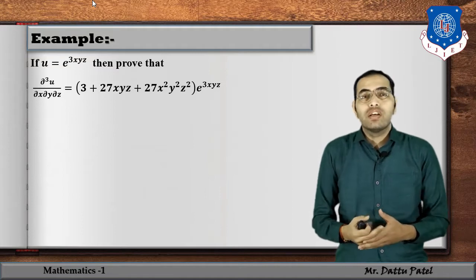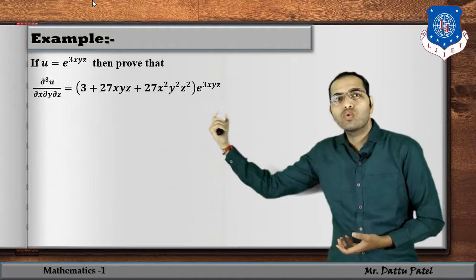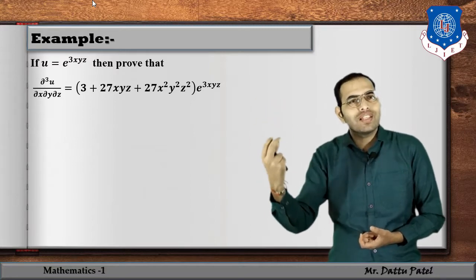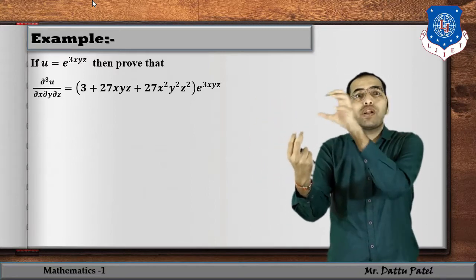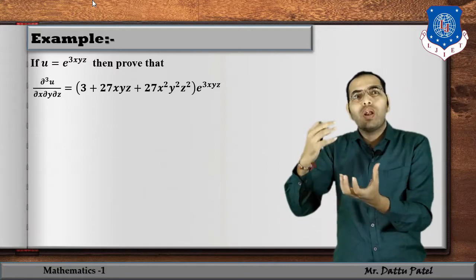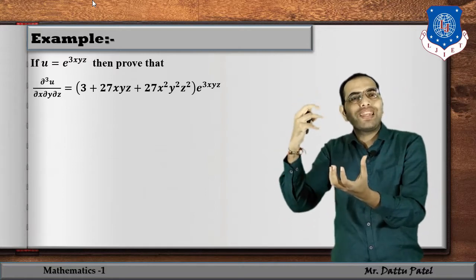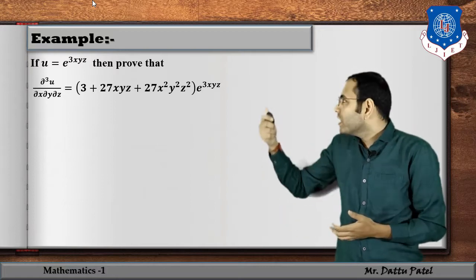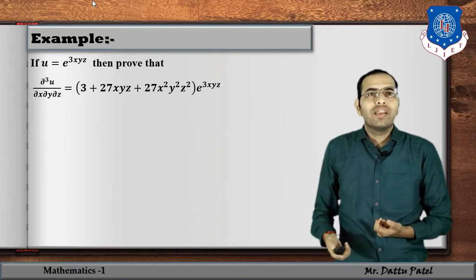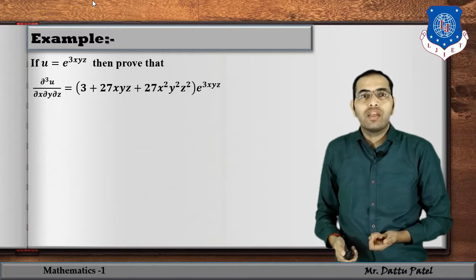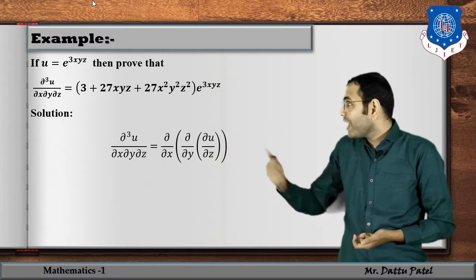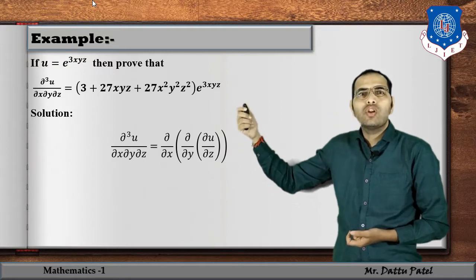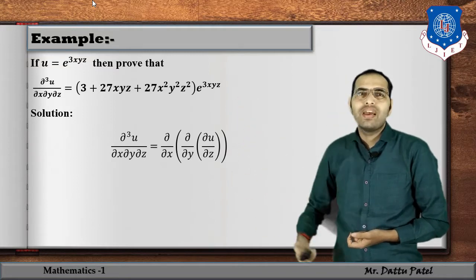We start by first taking the derivative with respect to z, ∂u/∂z. Then whatever the answer for ∂u/∂z, we take the derivative of that term with respect to y, giving ∂²u/∂y∂z, and then the derivative with respect to x, and then we get ∂³u/∂x∂y∂z. So first we can write ∂³u/∂x∂y∂z equals ∂/∂x of ∂/∂y of ∂u/∂z.